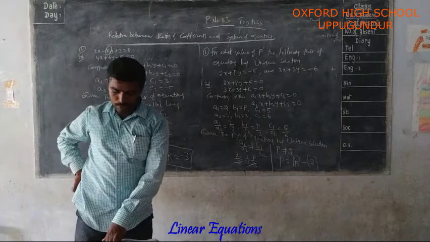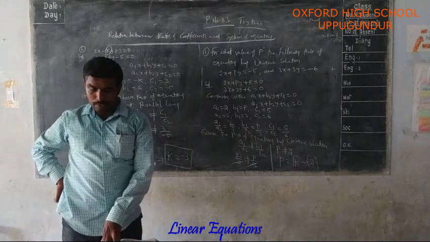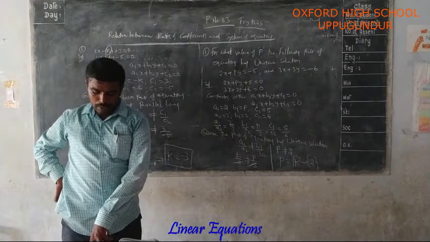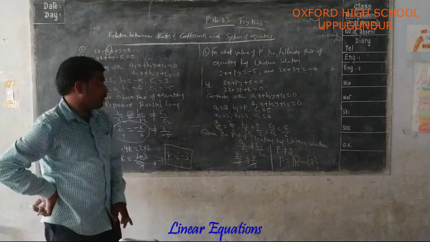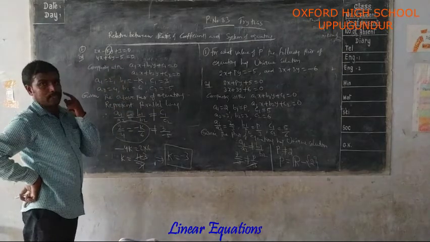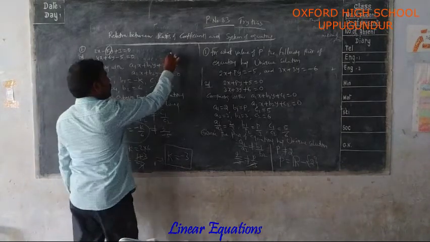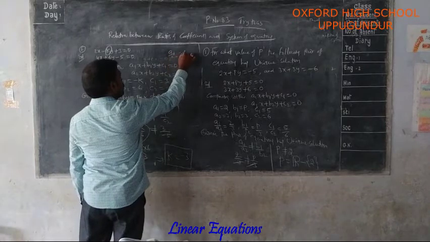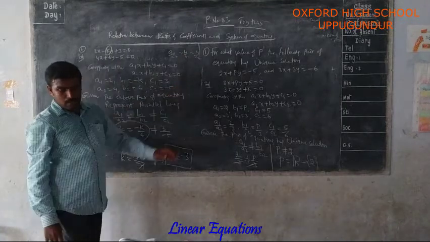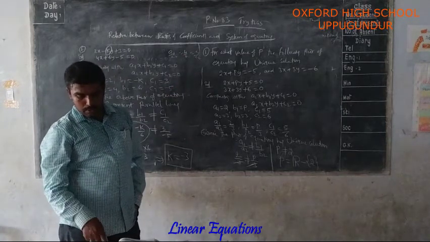Third one: for what positive values of p do the following pair of linear equations have infinitely many solutions. So next problem, infinitely many solutions, is nothing but coincident lines. Coincident lines means the condition we have is a1 by a2 equal to b1 by b2 equal to c1 by c2. By using this condition, you have to find the unknown coefficient p here. So in this way you have to do.